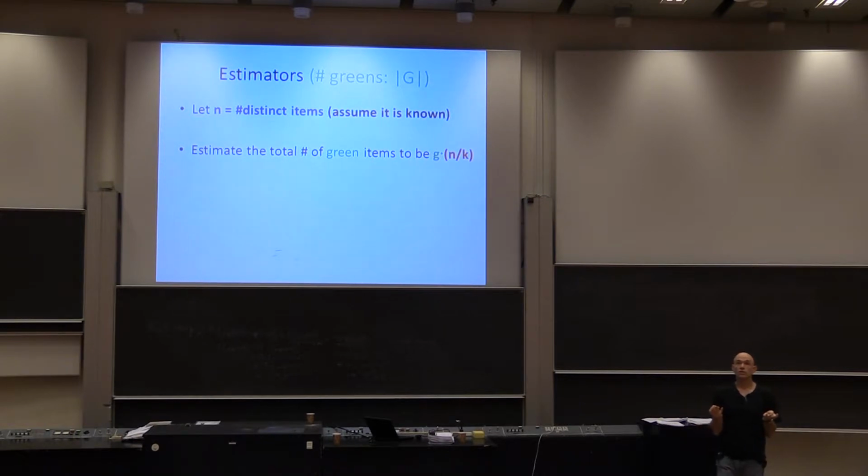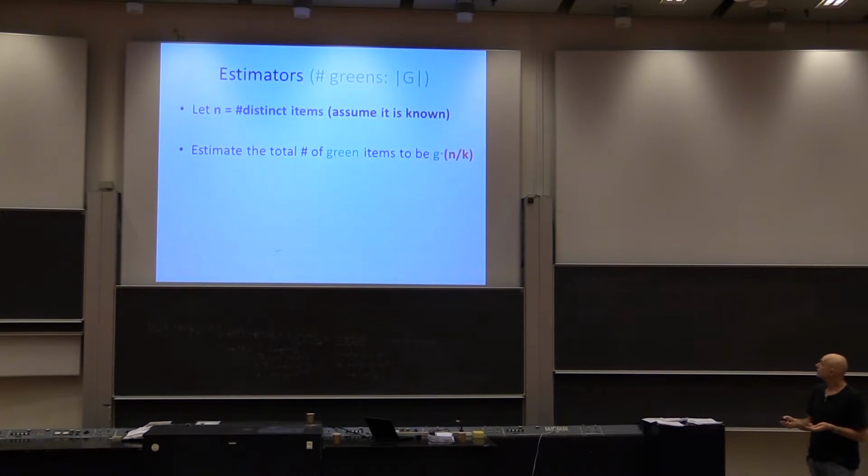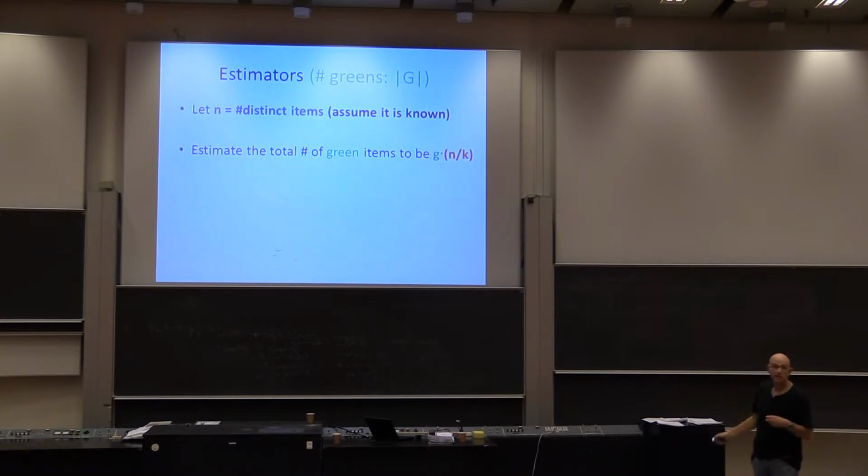Yeah, the quotient of the green items in the sample. Right. So you look at the proportion of green items in your sample. G is how many green items are in my sample, k is the size of the sample, and G over k is the proportion of green items in my sample, and I scale it up. If I know n, then I say, well, the same proportion should hold in the population.